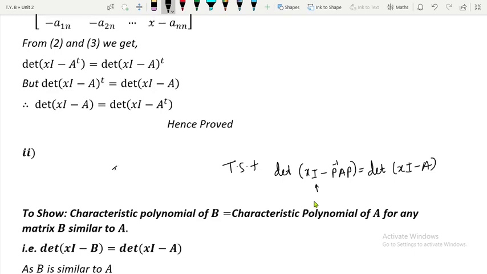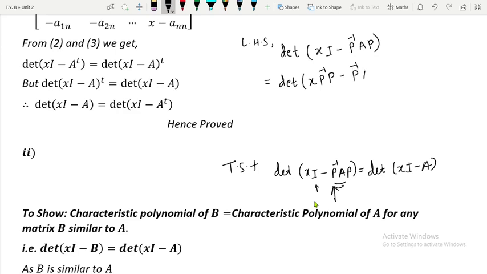Now there are two ways. I can be written as P P inverse also and P inverse P. But note we are going to use P inverse P, because if you see this term properly, the P inverse is on the left hand side over here. Okay, so therefore we will use this and not this. Okay, so I will consider the left hand side, that is determinant of xI minus P inverse AP, which is further equal to determinant of x, and the adjustment is P inverse P minus P inverse AP.